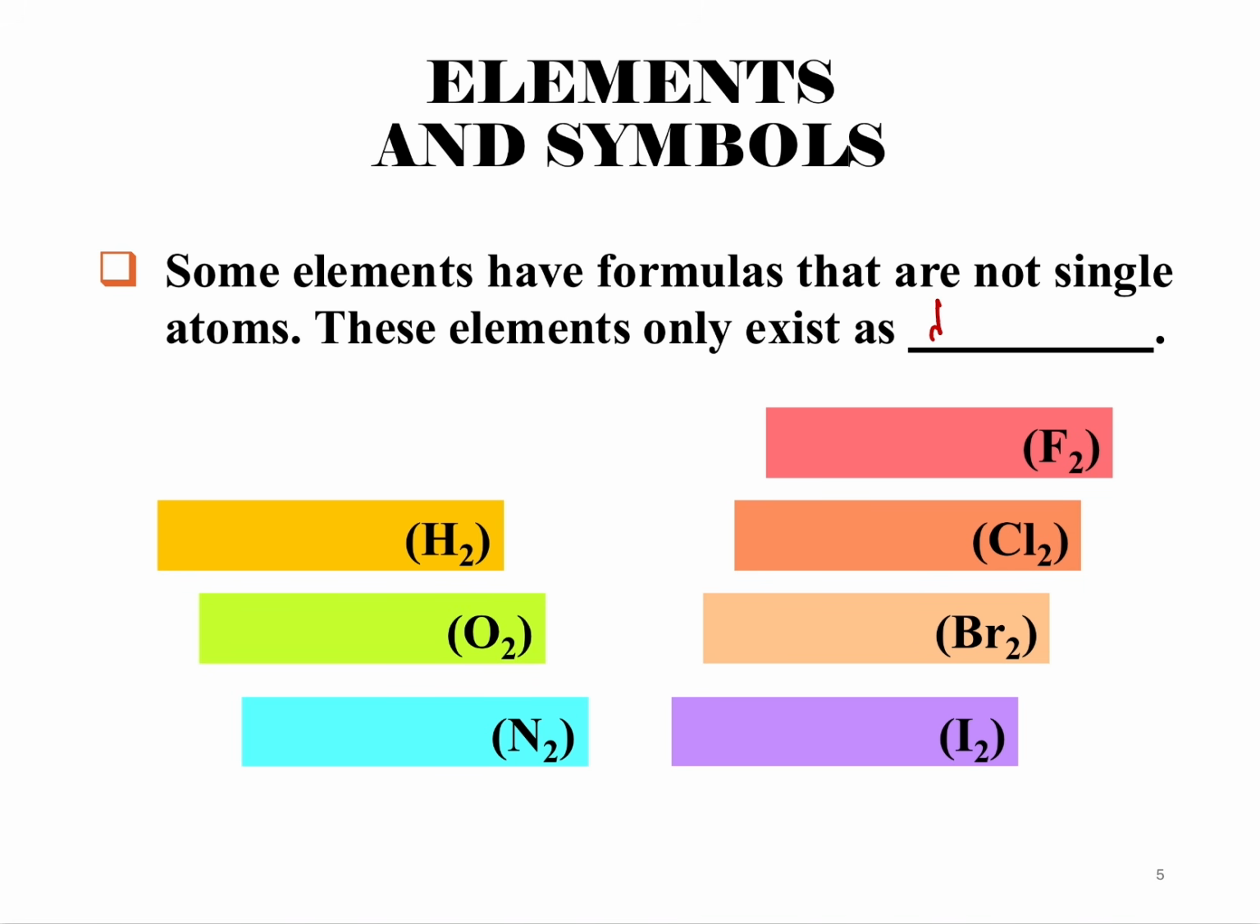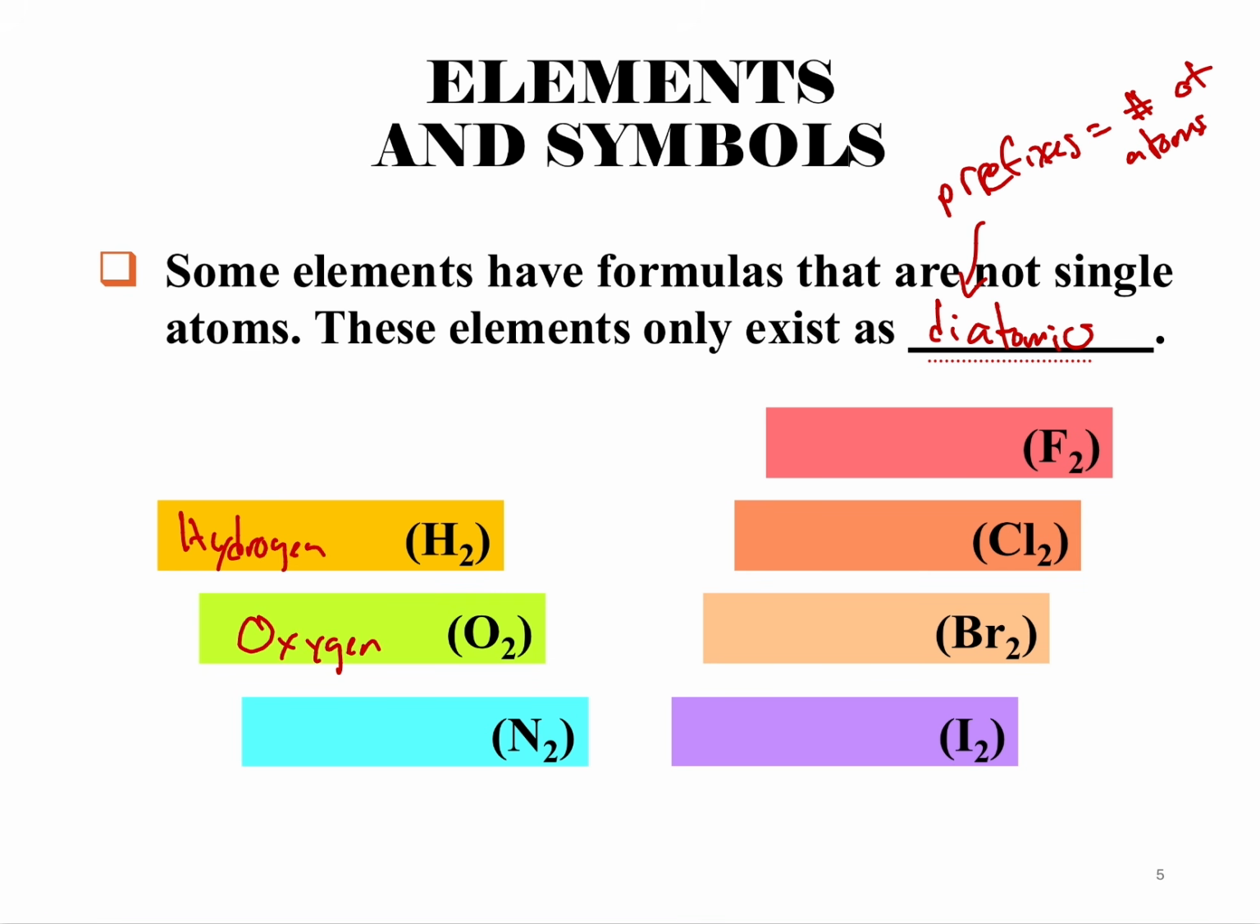These exist as what we call diatomics, right? Where the prefix di, and we'll talk a lot about prefixes in the next coming days, refers to the number of atoms, and di means 2. These exist as diatomics in their natural state. So for example, when you refer to hydrogen, you refer to H2. When you refer to oxygen, we refer to O2, at least in an elemental sense. Nitrogen, we refer to as N2. Fluorine, we refer to as F2.